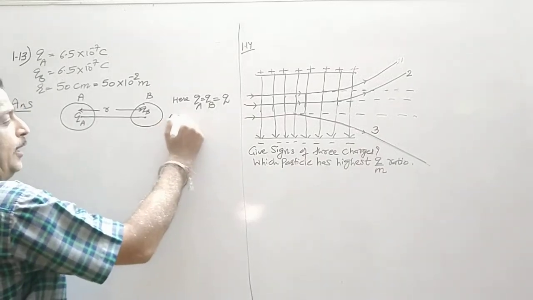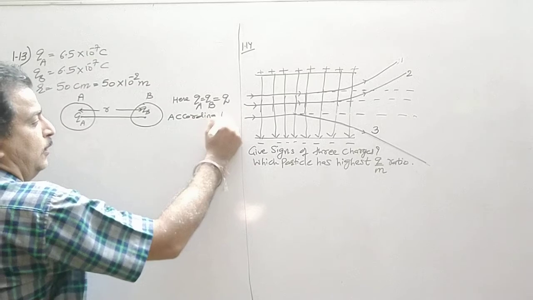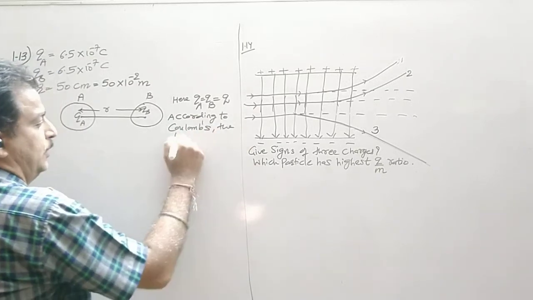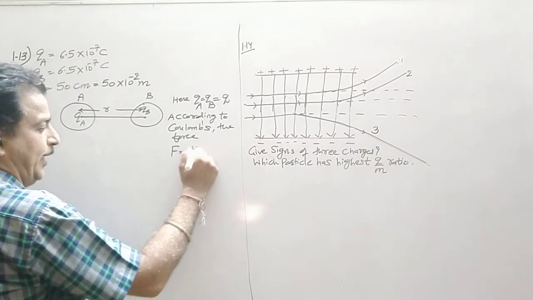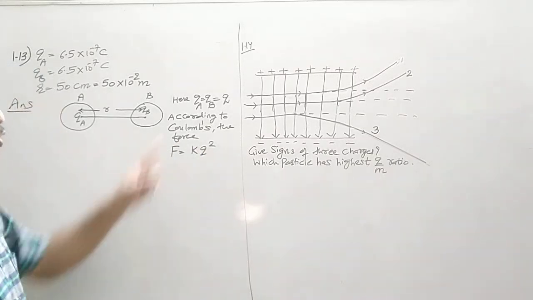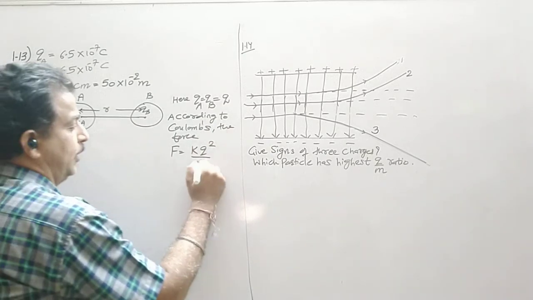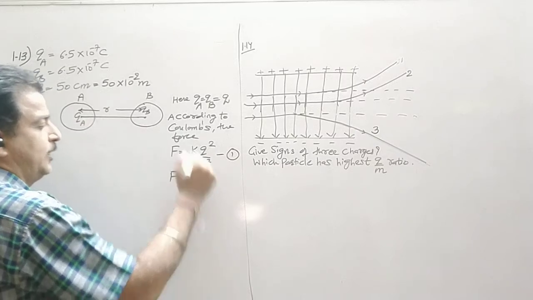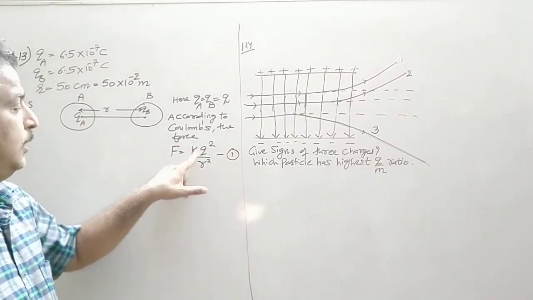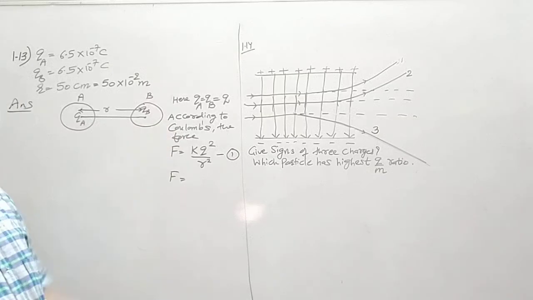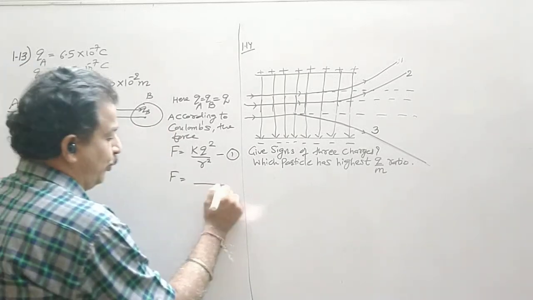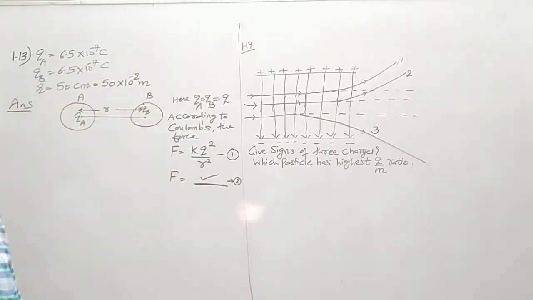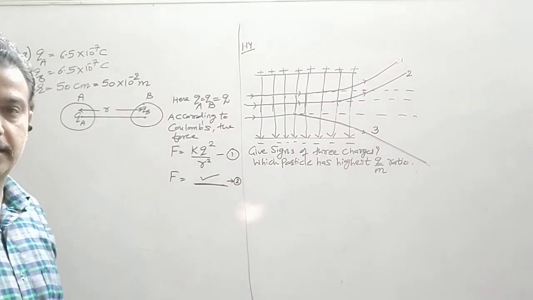Therefore, according to Coulomb's law, the force F is equal to K Q square, since QA and QB are equal, upon R square. So this is our equation number 1. We substitute these values. The value of K is known to us. The value of Q is known to us. The value of R is also given. So you find out this value, which is left as an exercise for you. You substitute all these values and find out F. Now this is the first step.